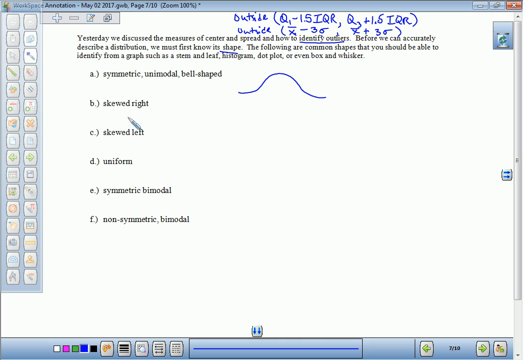All right. Now, the next one is considered skewed right, where the tail of the data is to the right. So it's going to have the hump up here, and then the tail of the data goes to the right. So skewed right, the tail of the data is to the right.